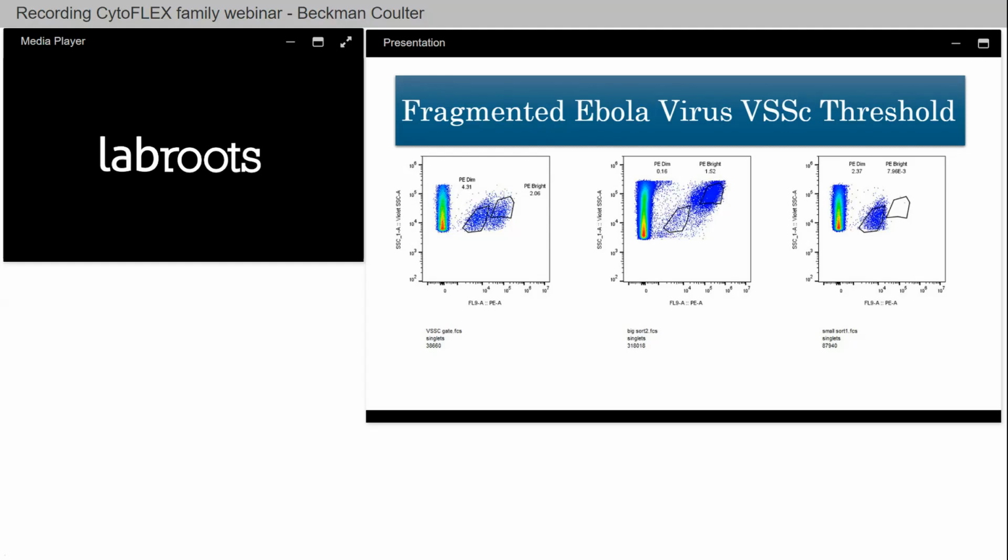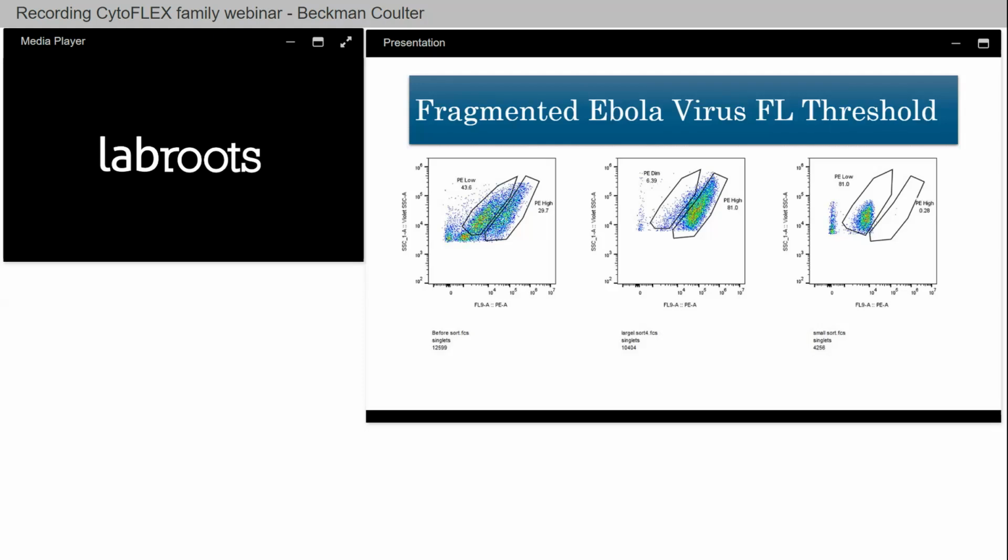So we had a colleague come in for a demonstration of the SRT, sorting these fragmented Ebola viruses, non-infectious. And you can see again, separation is great. Numbers are terrible. So moving again to, okay, fluorescence.